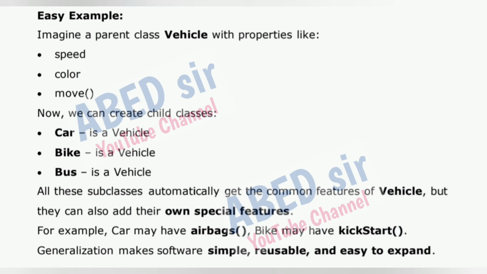Now, we can create child classes. Car is a vehicle. Bike is a vehicle. Bus is a vehicle. All these subclasses automatically get the common features of vehicle, but they can also add their own special features. For example, car may have airbags, bike may have kickstart. Generalization makes software simple, reusable, and easy to expand.